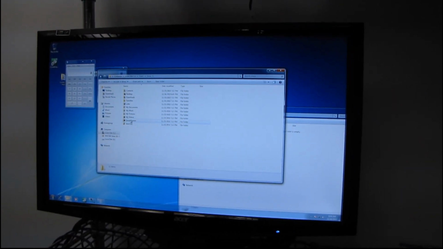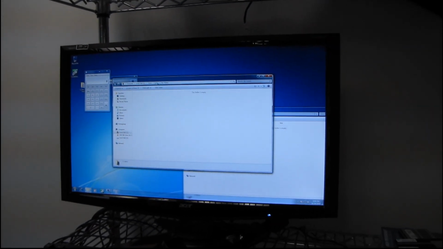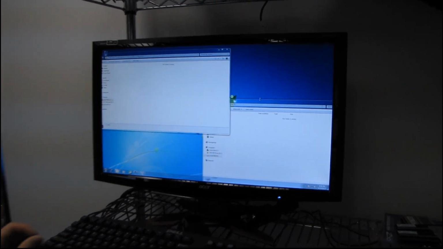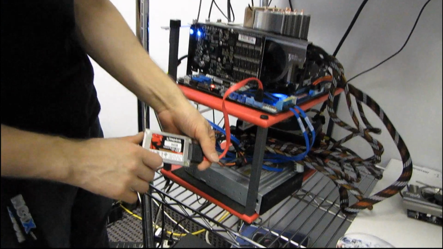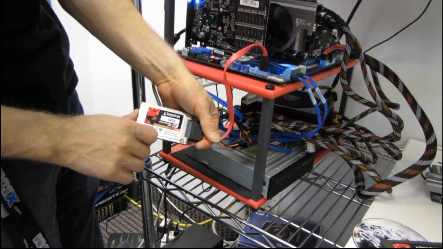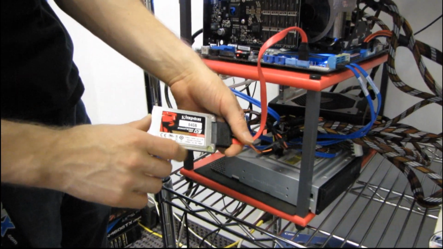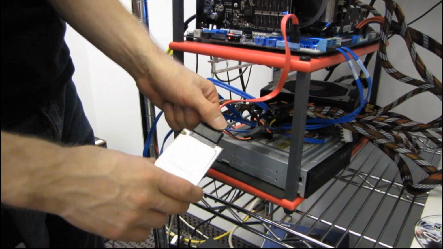I kind of wish I had some files to copy to it or something, but we can do that later. Anyway, that is what is involved in adapting a micro SATA drive, such as the Kingston SSD Now V Plus 180, to a regular SATA power and data interface.